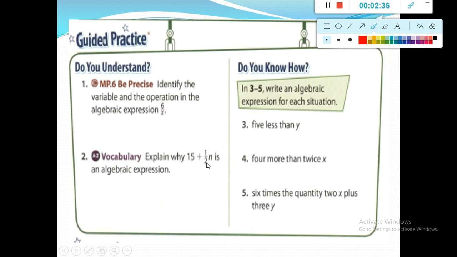Now, explain why 15 plus 1 over 2n is an algebraic expression. There are two conditions to be an algebraic expression: to have an operation and to have variables. What's the variable here? Do we have any letter? The variable is a letter that represents a value. So here n is a variable. Do we have any operations? Of course we have operations. We have plus and we have multiplication, because here half n means half multiplied by n.